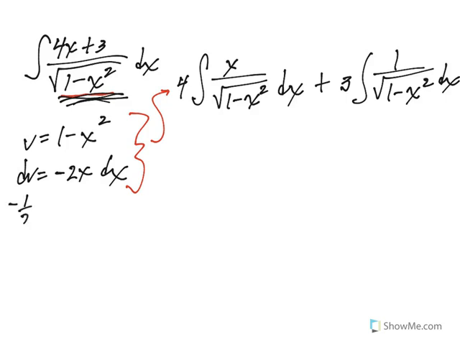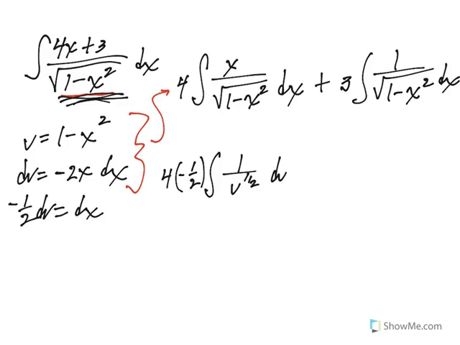So this is negative 1/2 du is equal to dx. And if I do the substitution into this first integral, I'm going to get 4 times the integral of 1 over u to the 1/2 times negative 1/2 du. And we'll get to the second one in just a second. So I'm just working on the first integral for right now. So this is negative 2 on the outside. This is the integral of u to the negative 1/2 du, because I cannot have quotients, so I bring the u to the 1/2 to the top.